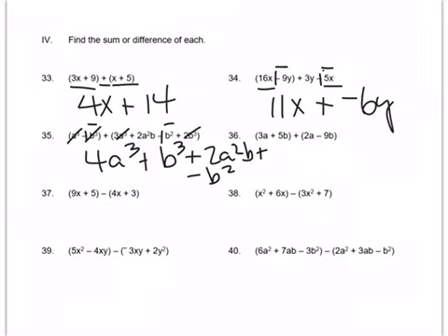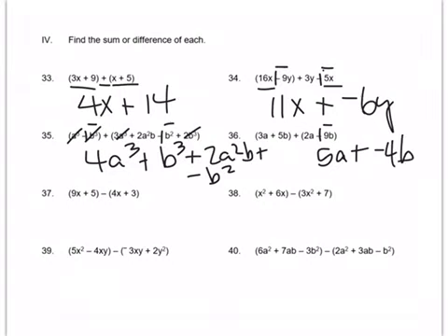Okay, so again, any order will work and it will be fine, as long as you're putting like things together. So now we go to 36. So in this one, I got a subtraction I need to change there. So now I add like terms. 3a and 2a make 5a, plus 5b and negative 9b give me negative 4b.